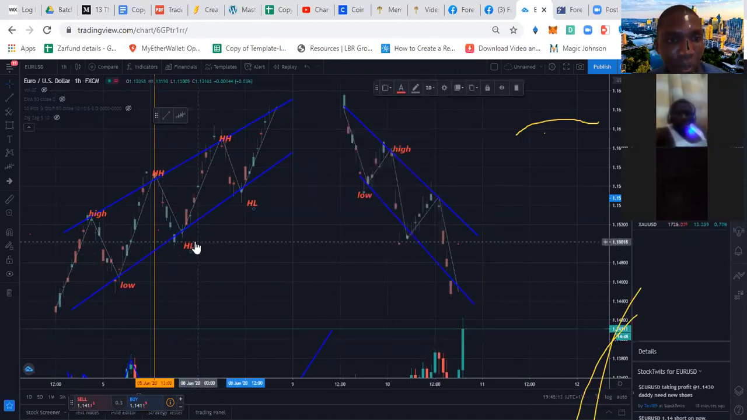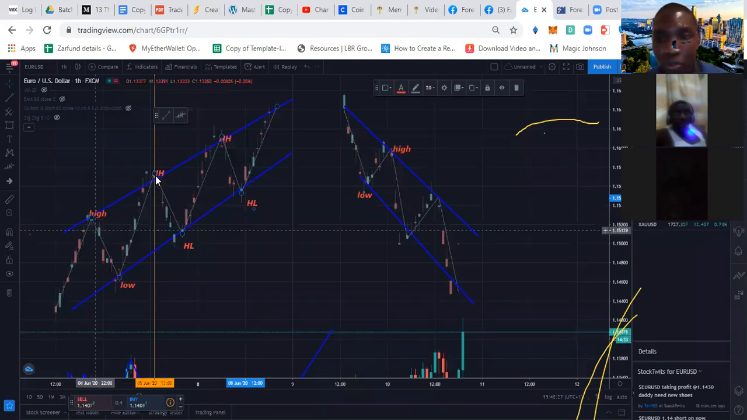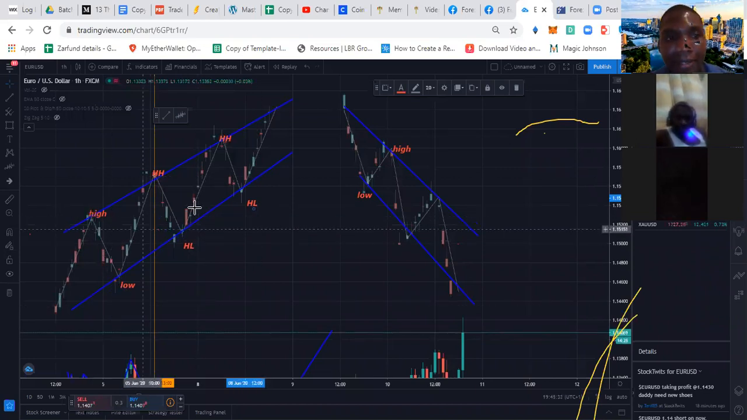This low is higher than this low. This low is higher than this low. That's what it is. This is a high. This high is higher than this high. This high is higher than this high. So an uptrend is a series of higher highs and higher lows.